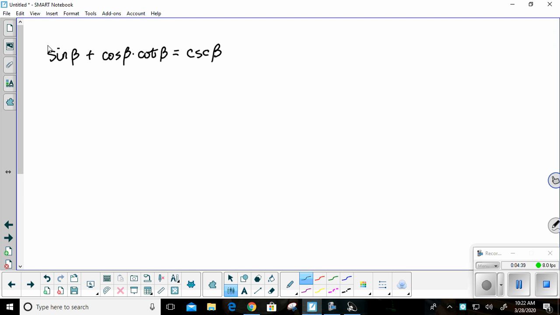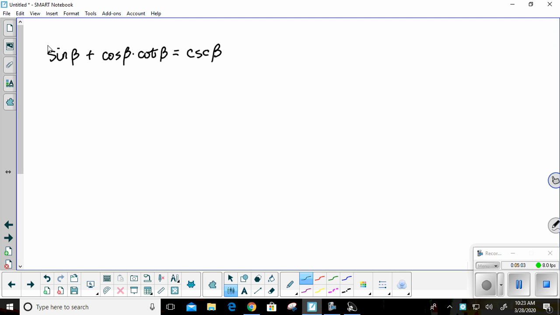So first thing I would do is I'm just going to be working here on the left-hand side only. Okay, I'm not going to look at this as an equation. I'm looking at it as I am manipulating or simplifying the left-hand side to get it to look like the right-hand side. So I'm not really solving this like a traditional equation. I'm just simplifying the left-hand side.